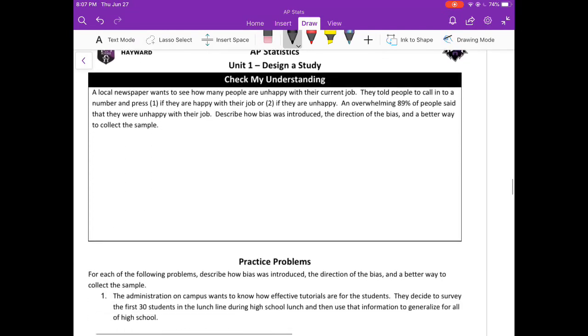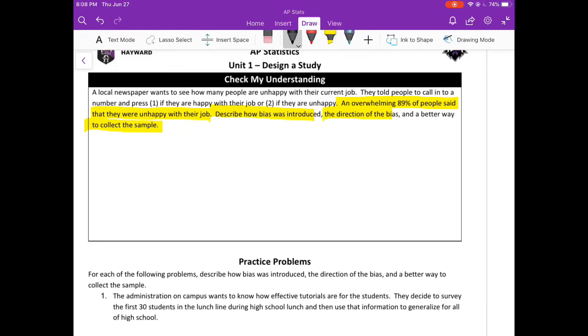Next, we're going to go ahead and get started on the check my understanding. So I want you to pause this video, try the check for understanding yourself, then come back and check your answers with me. So, the check my understanding. A local newspaper wants to see how many people are unhappy with their current job. They told people to call in to a number and press 1 if they are happy with their job and 2 if they are unhappy. An overwhelming 89% of people said that they were unhappy with their job. Describe how bias was introduced, the direction of the bias, and a better way to collect the sample.